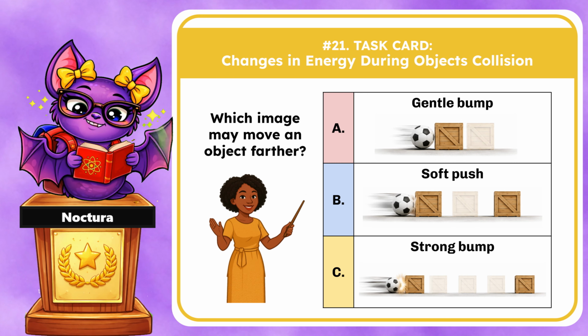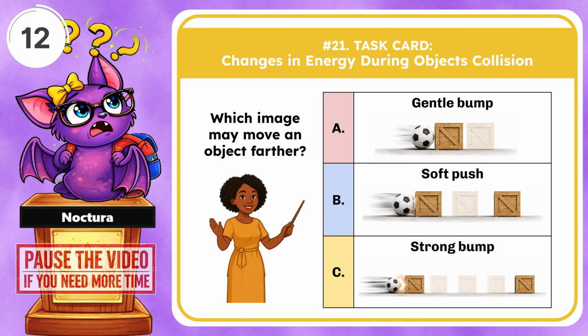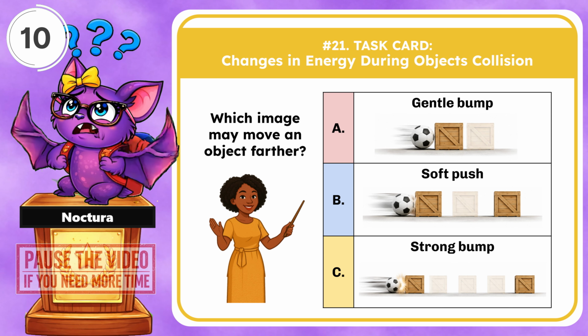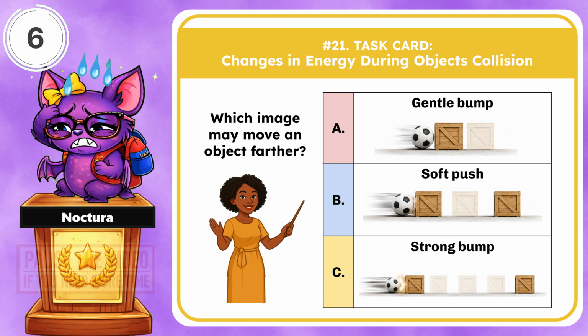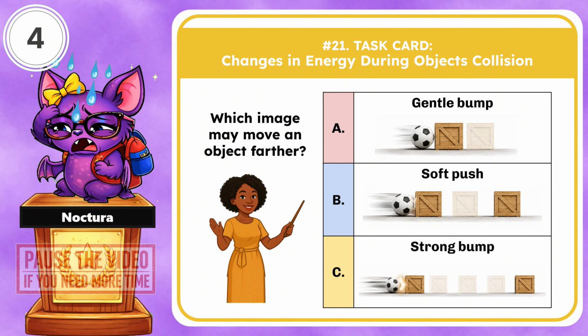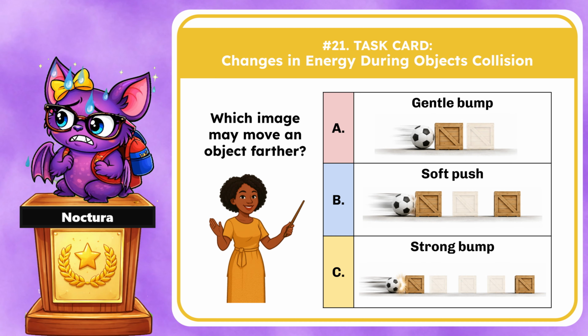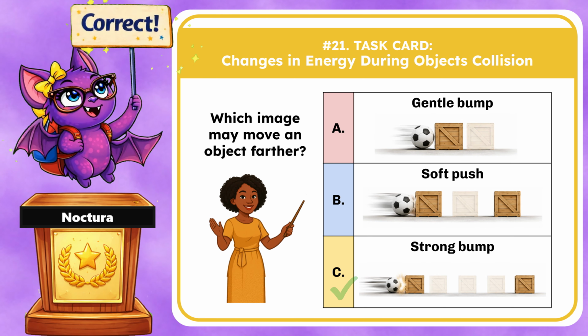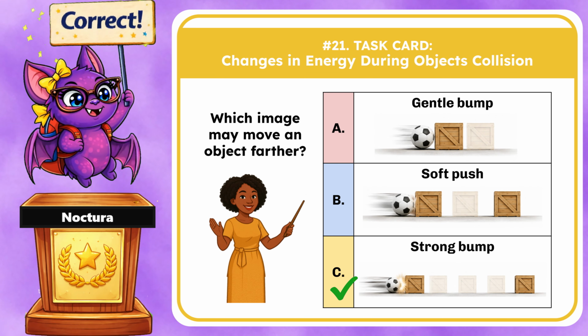Which image may move an object farther? And the correct answer is letter C, strong bump.